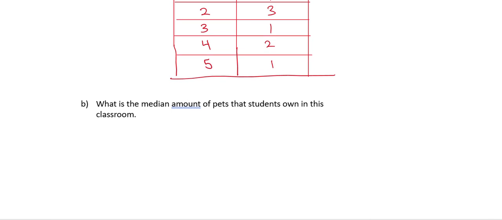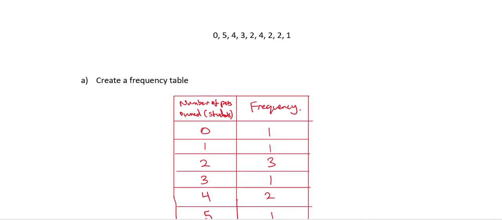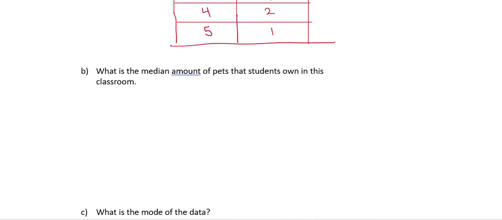What is the median amount of pets that the students own in this classroom? Okay, so you could just count how many there are initially. So there's 1, 2, 3, 4, 5, 6, 7, 8, 9. So there's 9. So that means n is equal to 9, right? Now you can just use your location formula to be like, oh, hey, location equals n plus 1 over 2, which equals 9 plus 1 over 2, 10 over 2, and it's the fifth position.